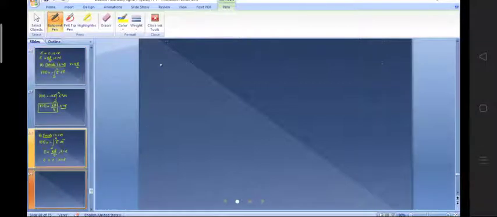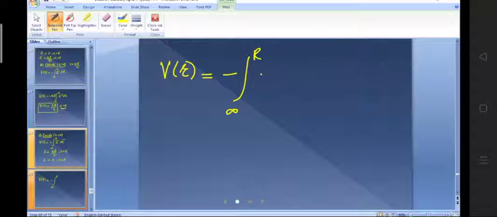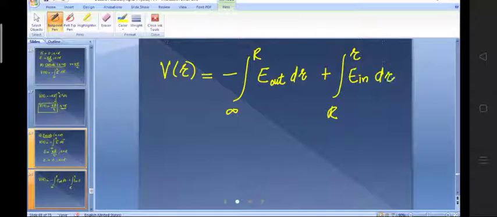So what I will do is write down the electrostatic potential at point r. I will write down this integration from infinity to capital R, which is the surface, of the electrostatic field outside, dr. Then plus the integration from capital R to small r, inside. As you are moving from infinity to the point, the electrostatic field outside and inside is not the same. The behavior is entirely different.